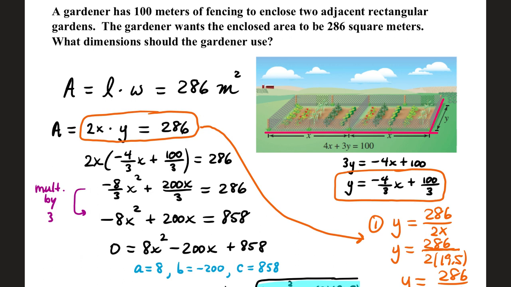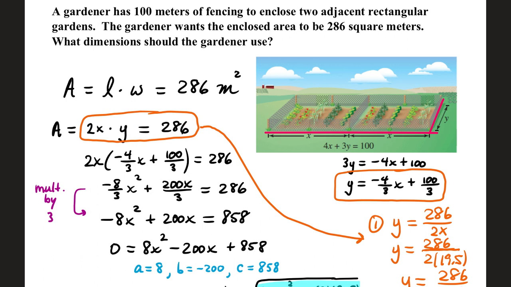Let's also take note that the gardener wants the area to be 286 square meters. Now, area is just simply length times width. It doesn't have to have all the front, backs, and sides like the fencing. Area, that's 2 X's times a single Y, length times width. That's got to be 286.